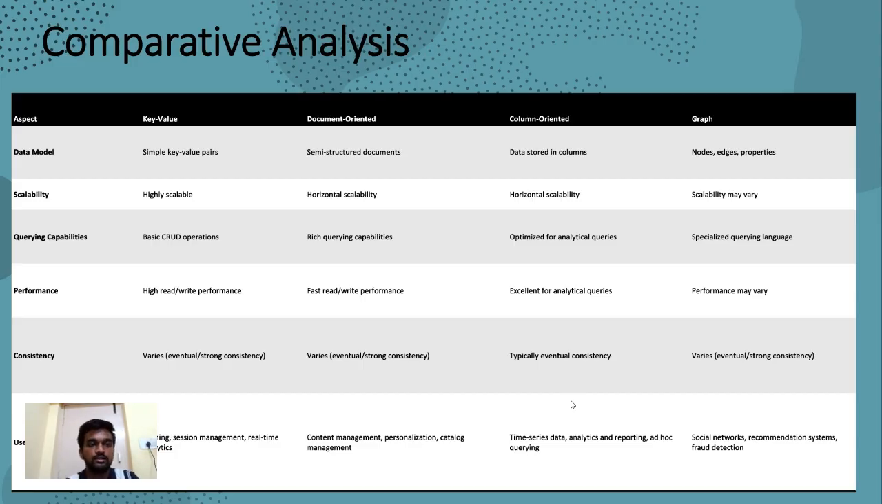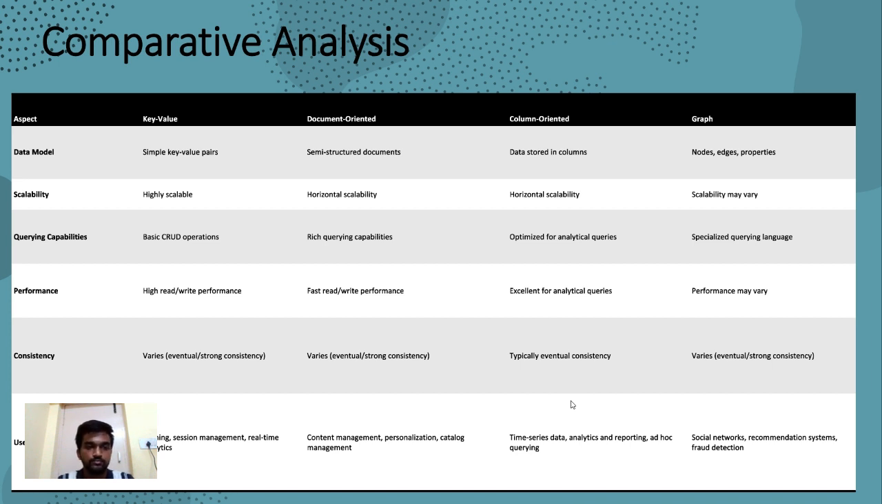Now let's do a comparative analysis of the databases. So the data model. For key-value, it is simple key-value pairs, and semi-structured documents for document-oriented, data stored in columns for column-oriented, and nodes, edges and properties in graph. Scalability. Usually all these are horizontally scalable, but in the graph database, scalability differentiates it from the other databases. Next is querying capabilities. Key-value uses basic CRUD operations, while document-oriented uses rich querying capabilities, and column-oriented is optimized for analytical queries. Graph uses a specialized querying language.